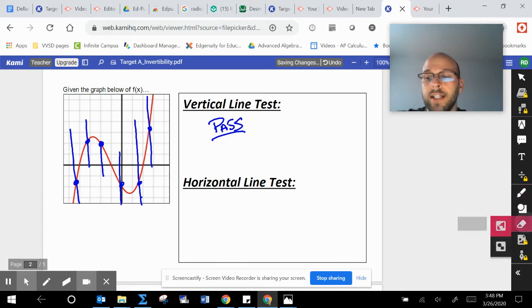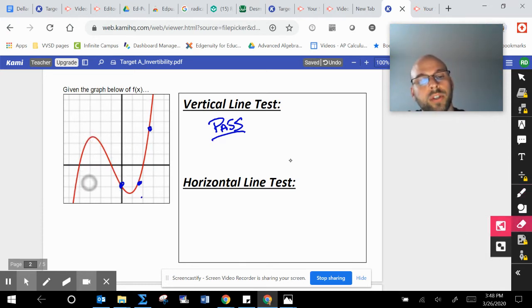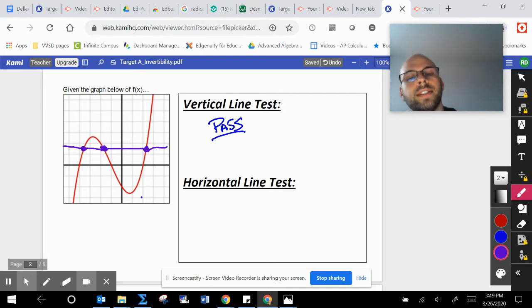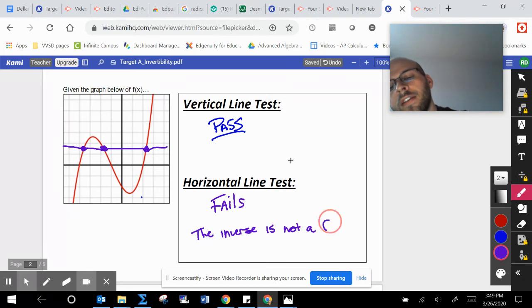Now, for the horizontal line test, if I were to draw horizontal lines on my graph, so let's get a different color here, I'll draw one right off the bat. If I draw a horizontal line right in the middle of my graph, you can clearly see that this horizontal line hits that red curve 3 different times. That is not acceptable in order to call something invertible. So this fails, and the conclusion I can draw is that the inverse is not a function.